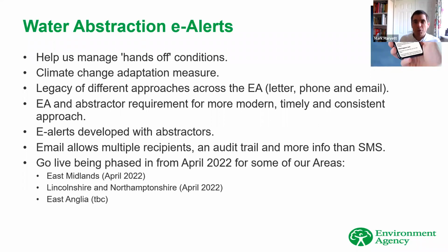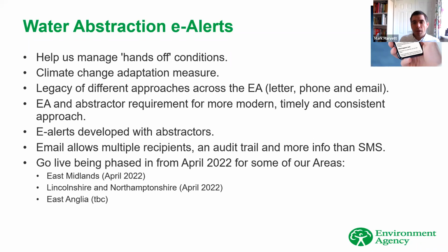And over time, we want to move to these abstraction alerts from the water resource licensing service. Abstractors have told us that they want better and more consistent ways of finding out whether or not their hands-off conditions are enforced. We also think these alerts will be a really important part in helping abstractors adapt to climate change, as river and groundwater levels fluctuate, and allow abstractors to be in sync with the available water resources rather than waiting for post alerts, which is slower and therefore not always up to date.